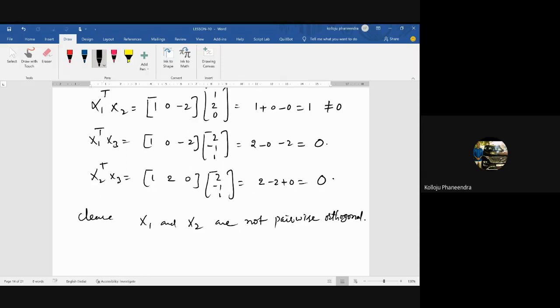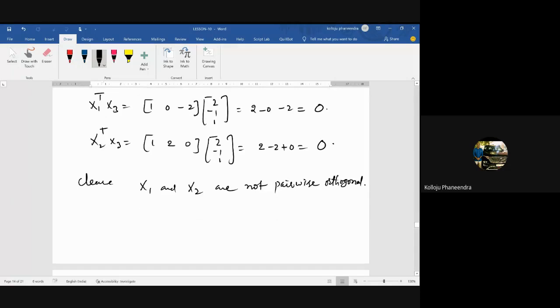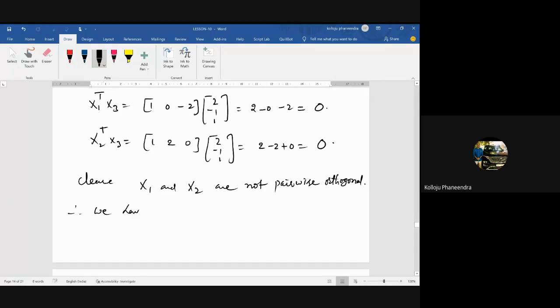After getting eigenvectors, we have to check whether these eigenvectors are pairwise orthogonal or not. If pairwise orthogonal, well and good. Now here we are getting a situation where x1 and x2 are not pairwise orthogonal. Therefore, we have to make them pairwise orthogonal as follows.